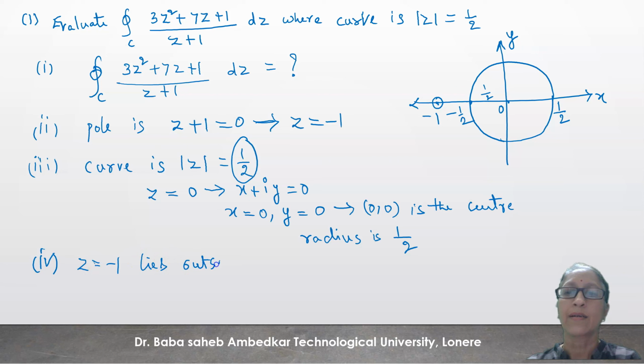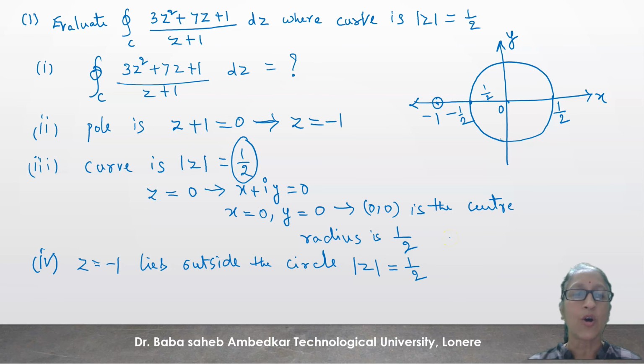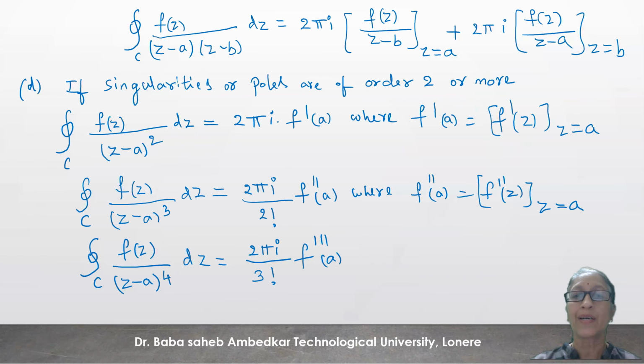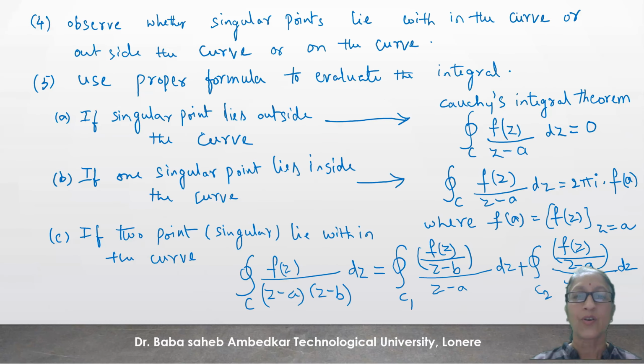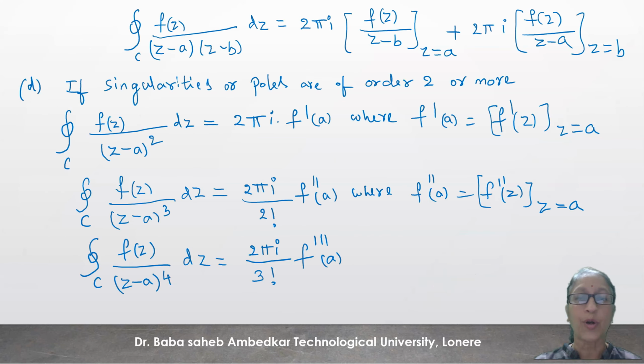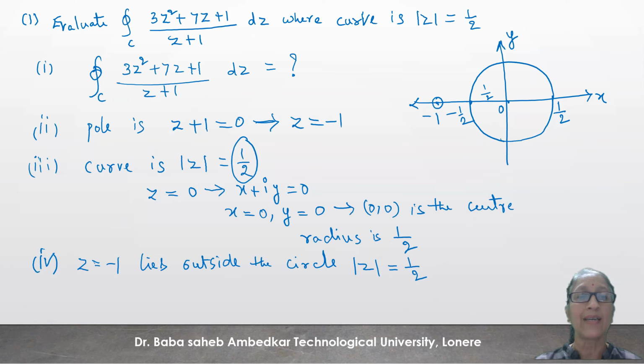It lies outside the circle mod z equal to 1 by 2. If it is outside the circle, which formula is to be used? Let us check: Cauchy's integral theorem. If the singular point lies outside the circle, then you have to use Cauchy's integral theorem, that is, the contour integration of f of z by (z minus a) dz equal to 0. That means if there is no singular point within the closed curve C, then this integral is equal to 0.